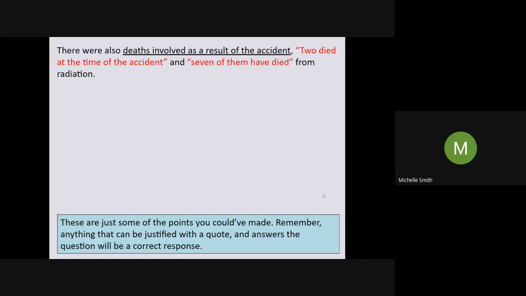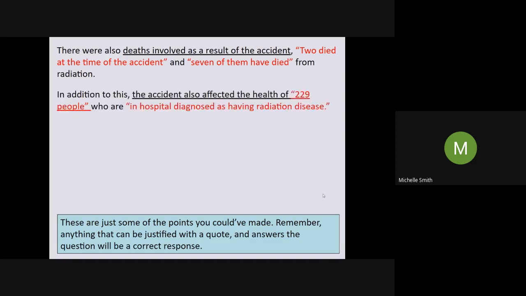Okay, what else could we have said? There were deaths involved as a result. What's more serious than it causing fatalities? So 2 people died at the time of the accident and 7 of them have died from radiation. He also said it affected the health of 229 people who were in hospital diagnosed as having radiation disease. So that's also very serious, isn't it? That's quite a large number, 229 people.